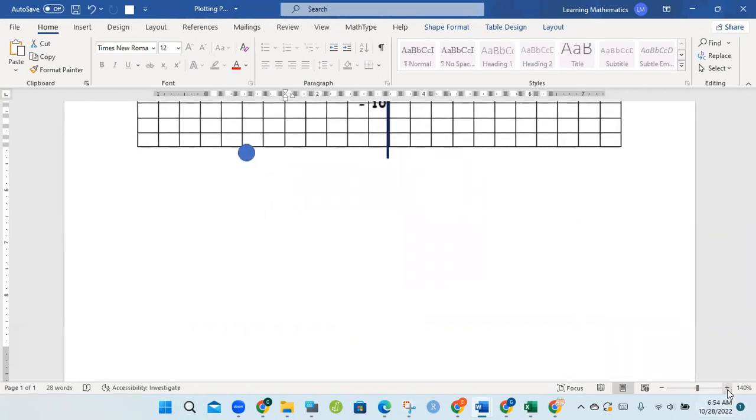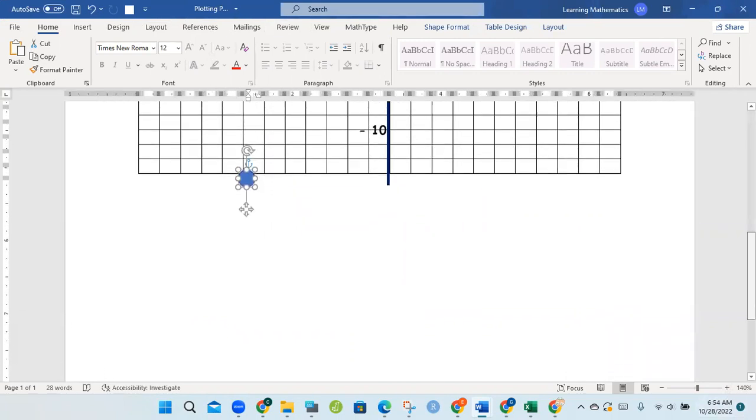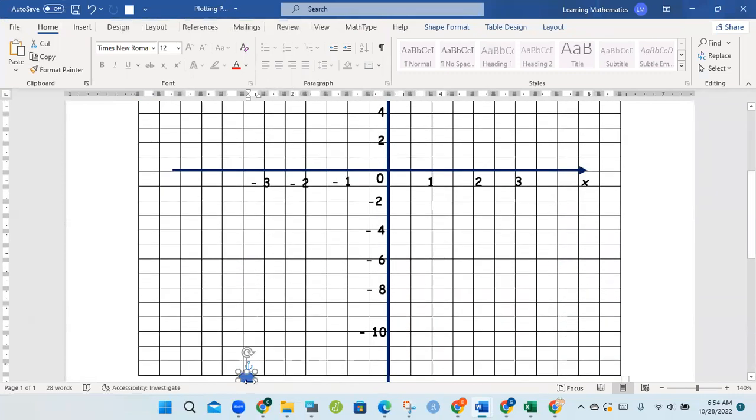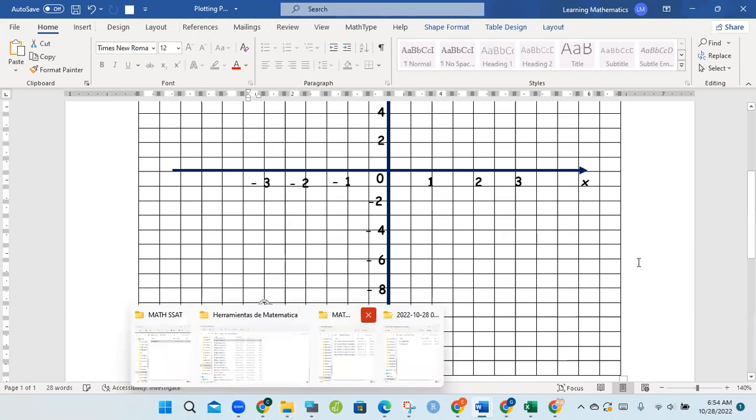Let's zoom in a bit to get an accurate plot. -3 on the X and -10 on the Y, and here it is.